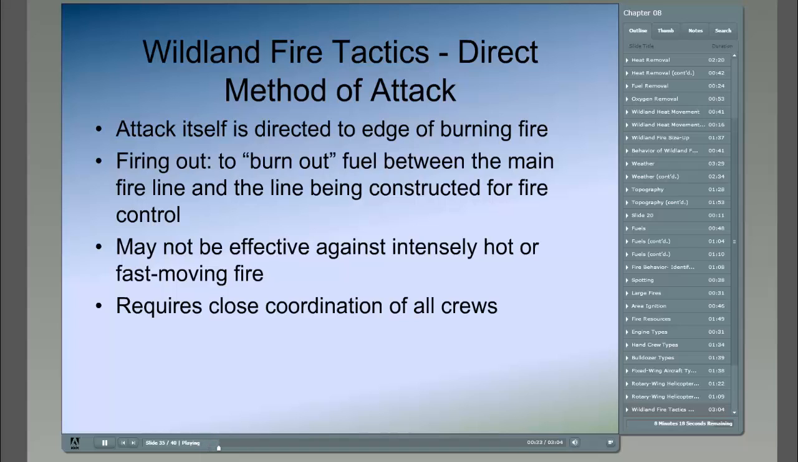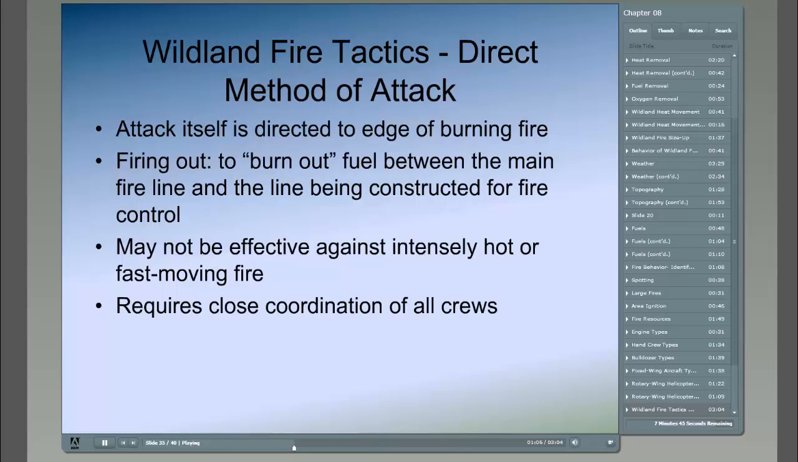One tactical advantage is that firefighters are working directly on the line, and the actions result in the fire being controlled at the location where the attack is occurring. The line being cut around the fire must be continuous and complete, enough to hold the fire to the burning side of the line. If successful, a direct attack limits the fire from building momentum and eliminates the need for backfiring or firing out to burn out the fuel between the main fire line and the line being constructed for fire control.